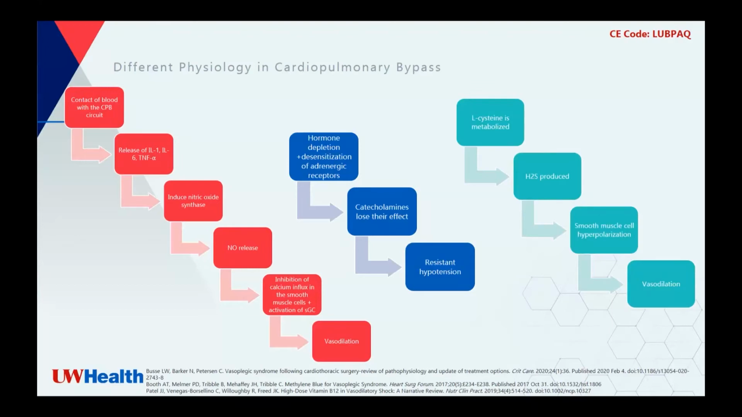And lastly, vasoplegia can be mediated by hydrogen sulfide. Hydrogen sulfide is produced from L-cysteine, and this agent acts on the potassium pumps on the cells, causing hyperpolarization and decreased contraction. So that leads to vasodilation as well. Again, these will be the targets for the agents we'll discuss.